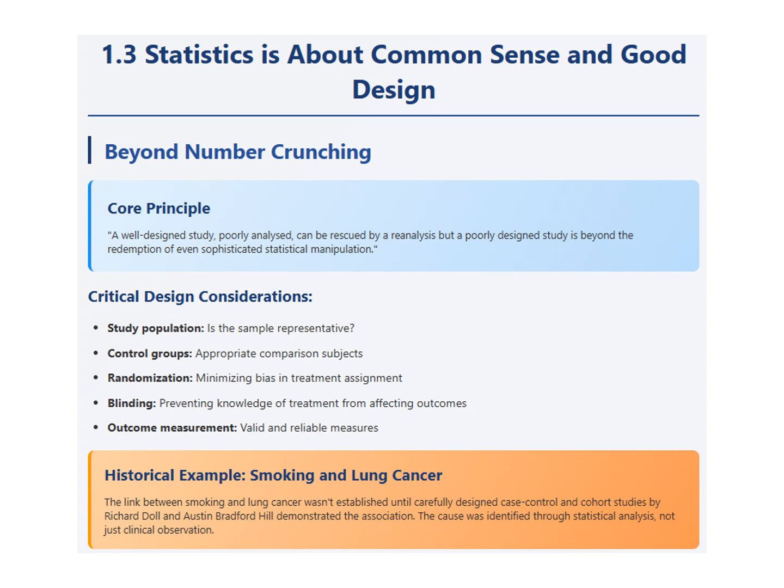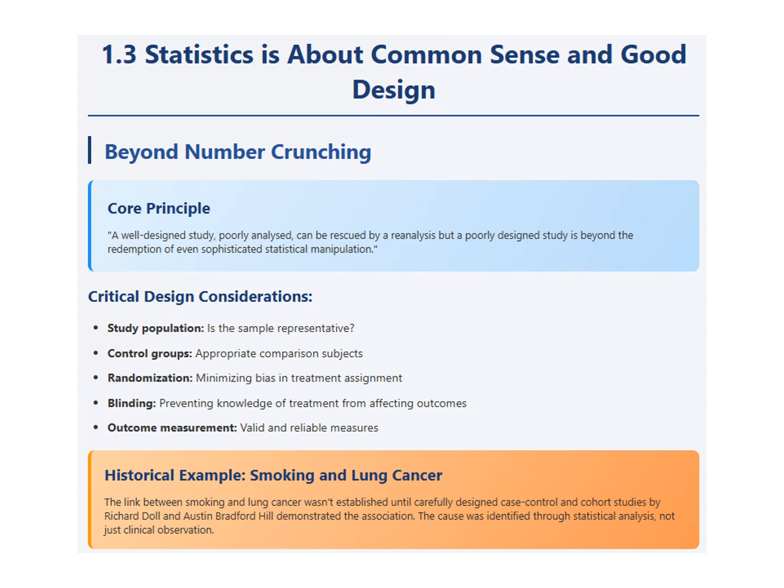Good statistics starts with good thinking about the research question, the study population, the measurements, and the potential sources of bias. So let me give you a historical example that illustrates this perfectly. The link between smoking and lung cancer wasn't obvious to doctors in the 1940s and 50s. In fact, and I can attest to this, I worked in a hospital during the 60s and 70s. Many doctors smoked. The connection was discovered through careful statistical analysis of well-designed studies by researchers like Richard Doll and Austin Bradford Hill. But here's the key.